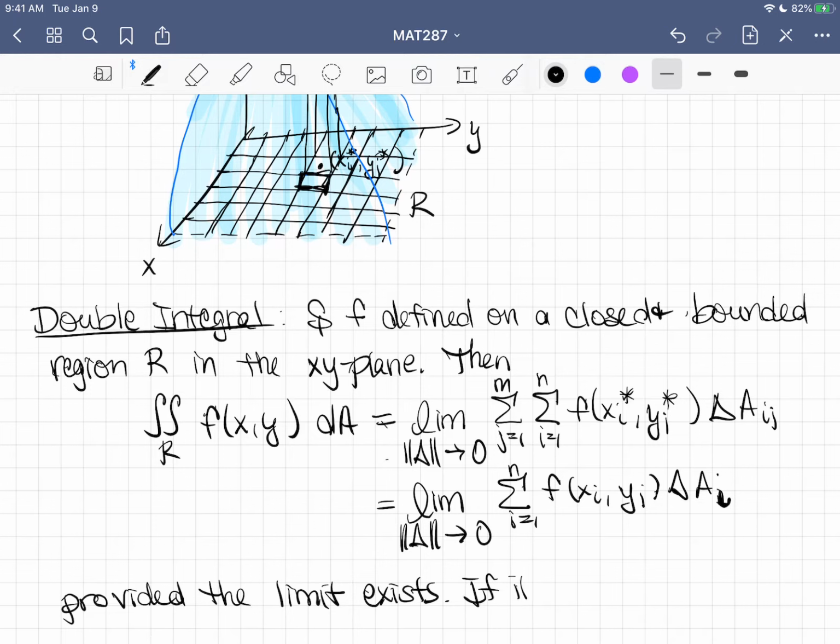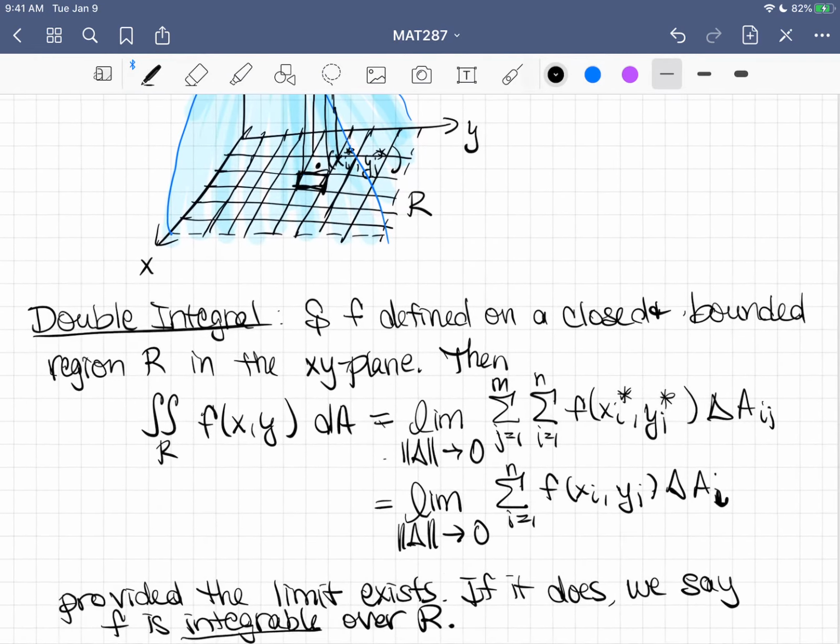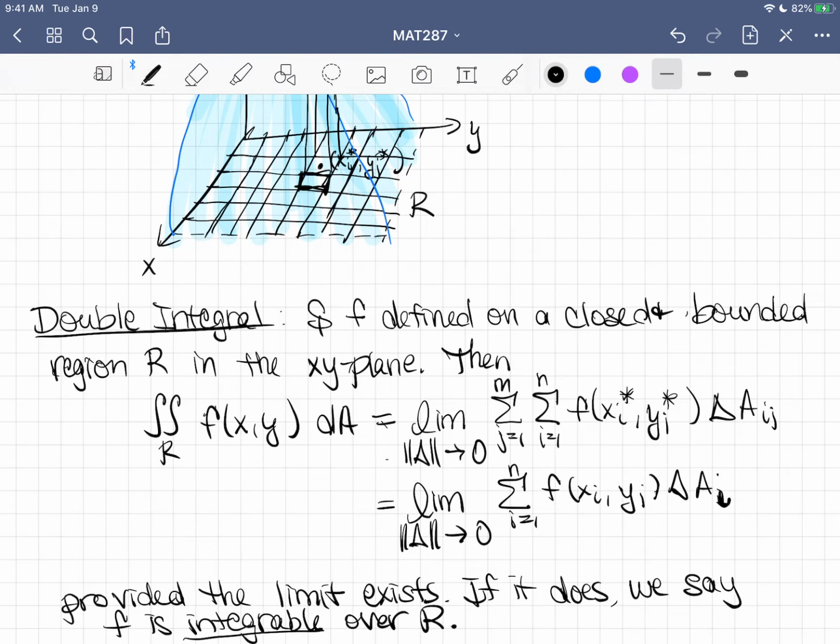And if it does, we say f is integrable over R. Okay, so we're just taking what we did in Calc 1 and building it up a dimension in Calc 3. Okay, so what does this double integral give us?